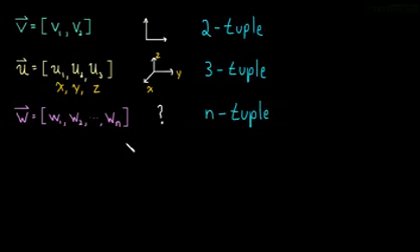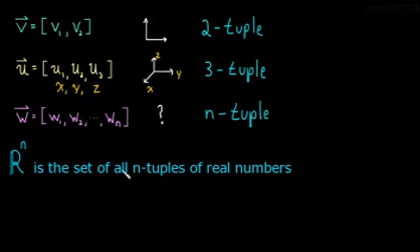Okay, now we have the tools for talking about the definition of Rn. And Rn is really just the set of all n tuples of real numbers. So, for example, if you have a vector V with 2 components, that is an element of R2. Because R2 is the set of all 2 tuples, well, V is just one of those 2 tuples. So V must be in R2.